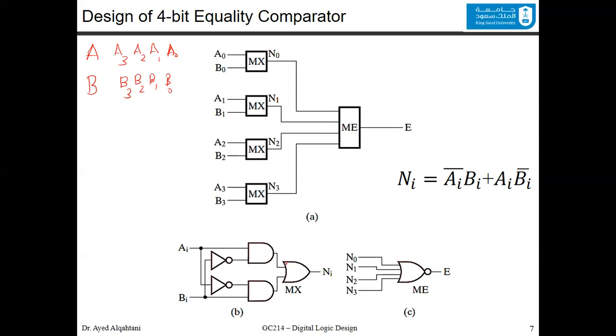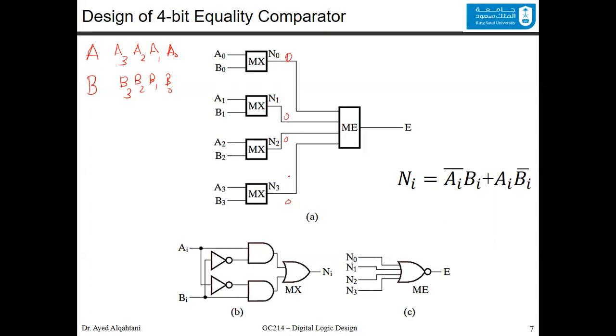Two level, you have AND, OR with the inverters. And that's the other way of implementing an XOR gate. So basically, this equality comparator checks if there is any difference between the bits, starting from A0 to A3, B0 to B3. If there is any difference, the MX block will give 1. If all of them are equal, each one of them will give 0.